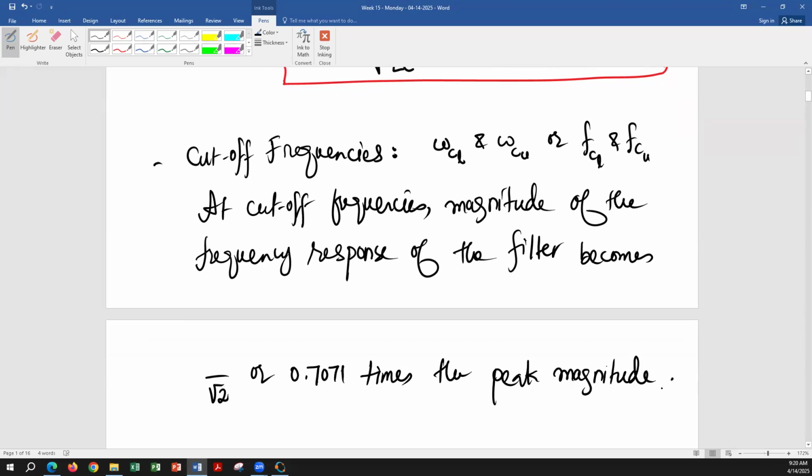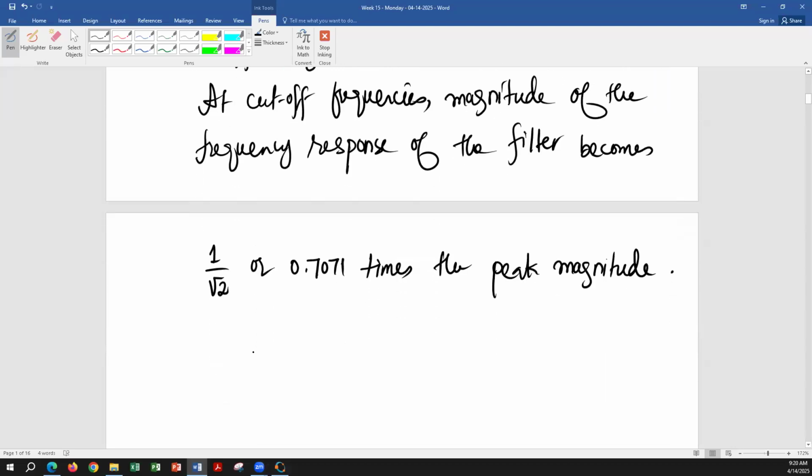And peak magnitude occurs at DC, that is omega naught, omega is equal to 0. So with this condition in mind, we will figure out from the magnitude of the transfer function at the cutoff frequency. The magnitude of the transfer function at cutoff frequency should be equal to 1 over square root of 2 at each side, at the low side and the high side of frequency spectrum.